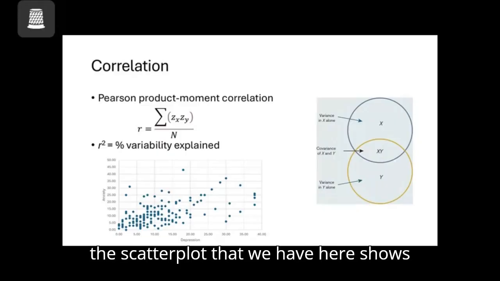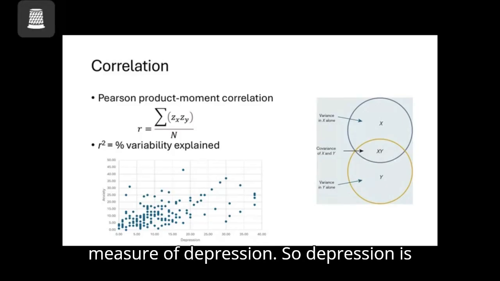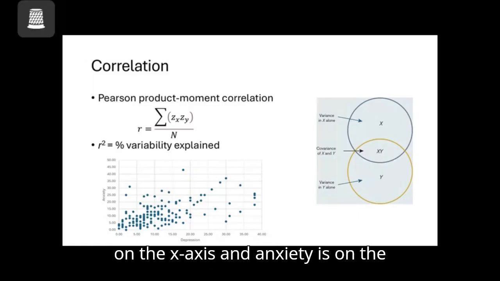Now, the scatter plot that we have here shows the relationship between people's scores on a measure of anxiety and on a measure of depression. So depression is on the x-axis and anxiety is on the y-axis. The Pearson product moment correlation for this, our R value, is 0.543.